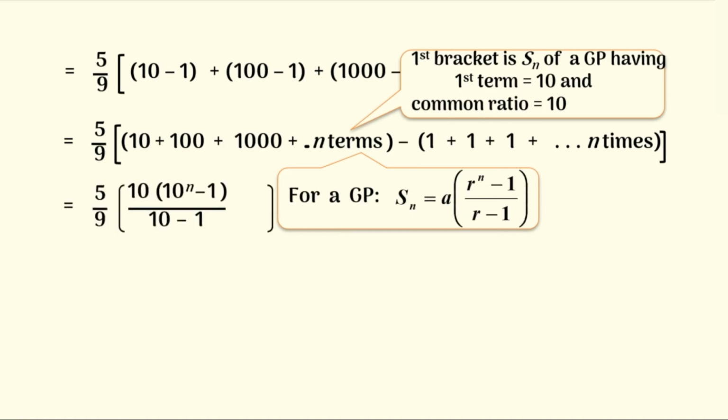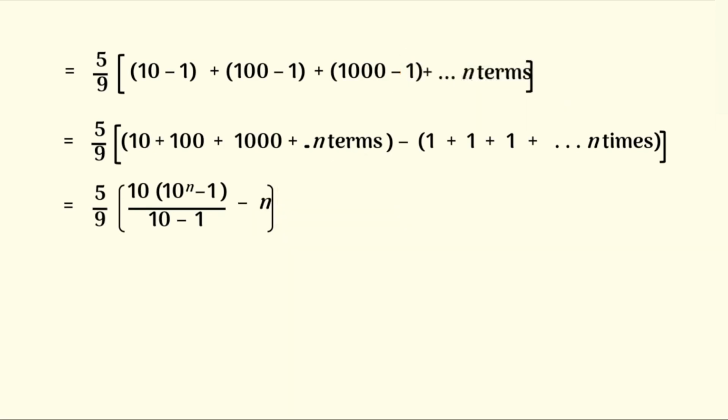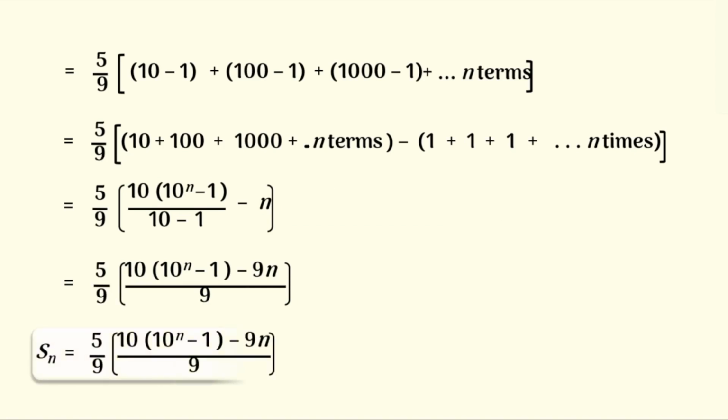So applying the sum formula for a geometric progression, the answer will be 10 into (10 raised to n minus 1) upon (10 minus 1). And the second part is nothing but minus n, because I am subtracting 1 for n times. On further simplification, the answer will be 5 by 9 into [10 into (10 raised to n minus 1) upon 9 minus n], which becomes 5 by 9 into (10 raised to n+1 minus 10 minus 9n) upon 9.